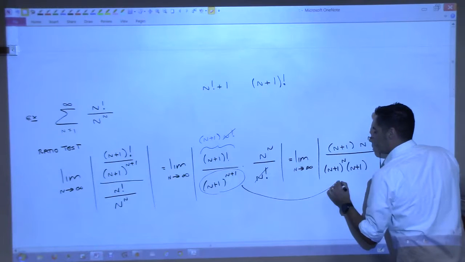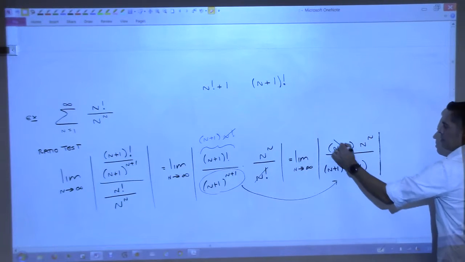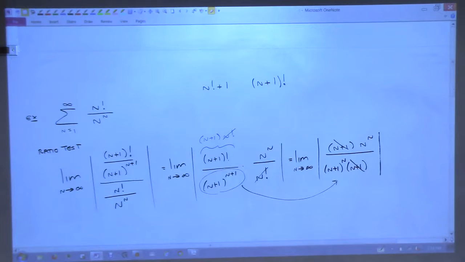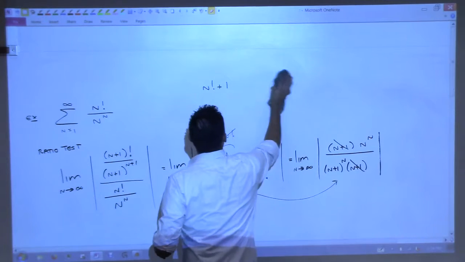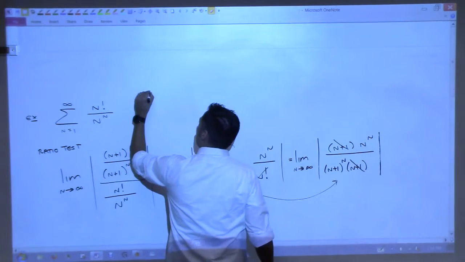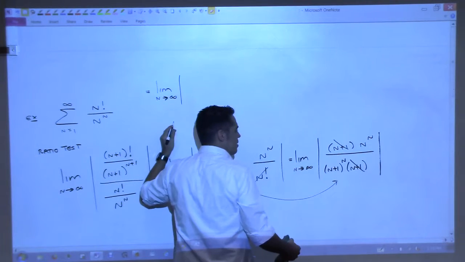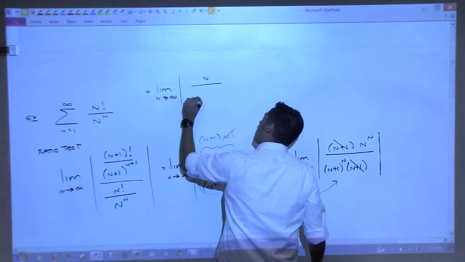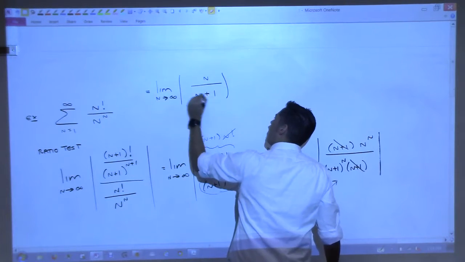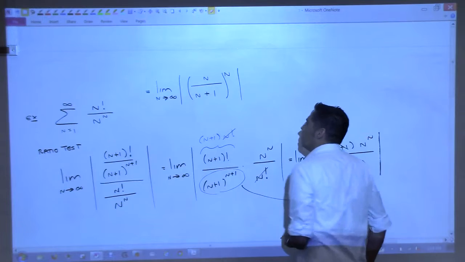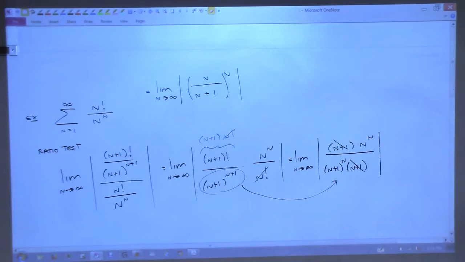So that is this. And you see those go away? So we're starting to make some headway here. And now we have equals limit, n goes to infinity, absolute value, let's see, n over n plus 1, all of that to the n. Because this is n to the n, right? This is n plus 1 to the n. Since these are both to the same power, I can put them into a fraction like that, can't I?